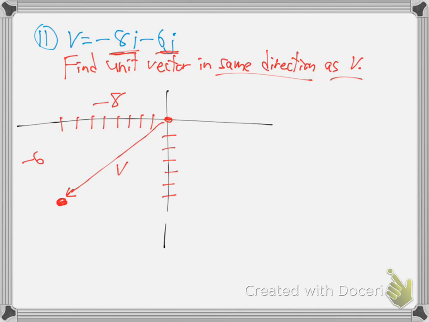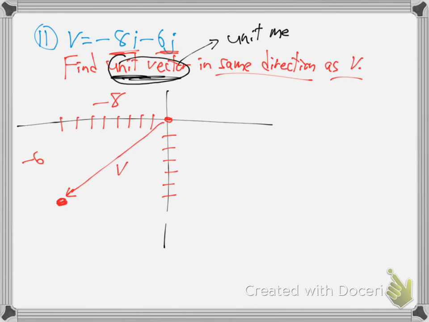Now, what do they want me to do? They want me to find a unit vector. Now, what have we learned unit means? The unit circle. Remember, what's the radius of the unit circle? The radius is the distance from the middle to the edge. 1. Unit means 1. So when they say unit circle or unit vector, they mean length 1, radius 1.